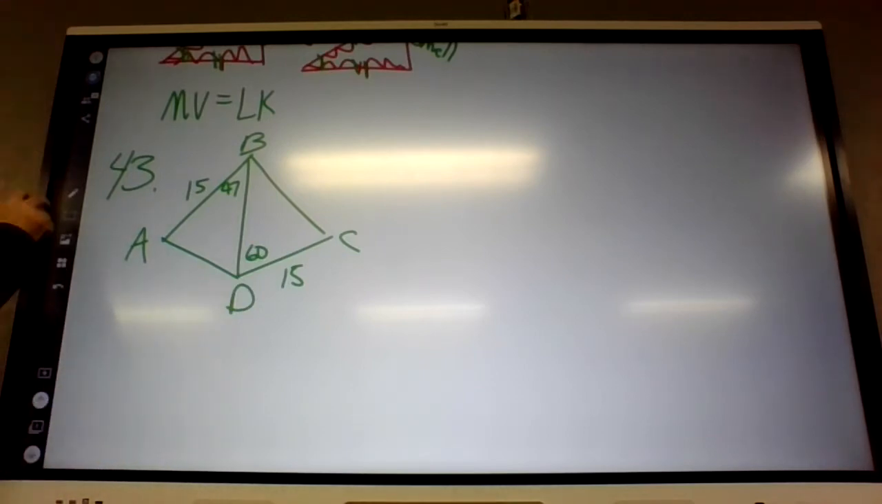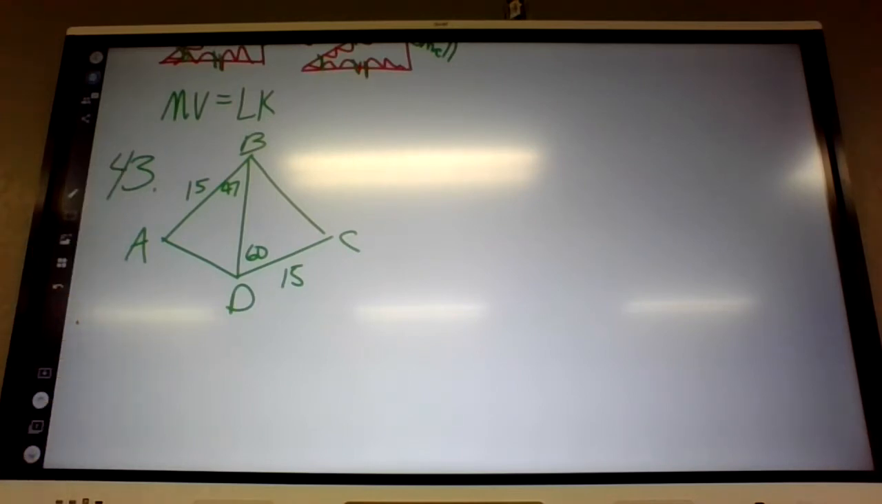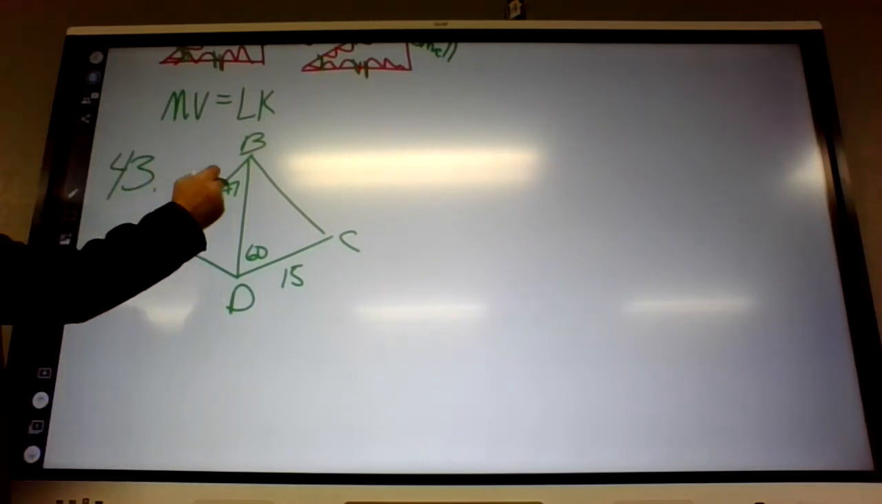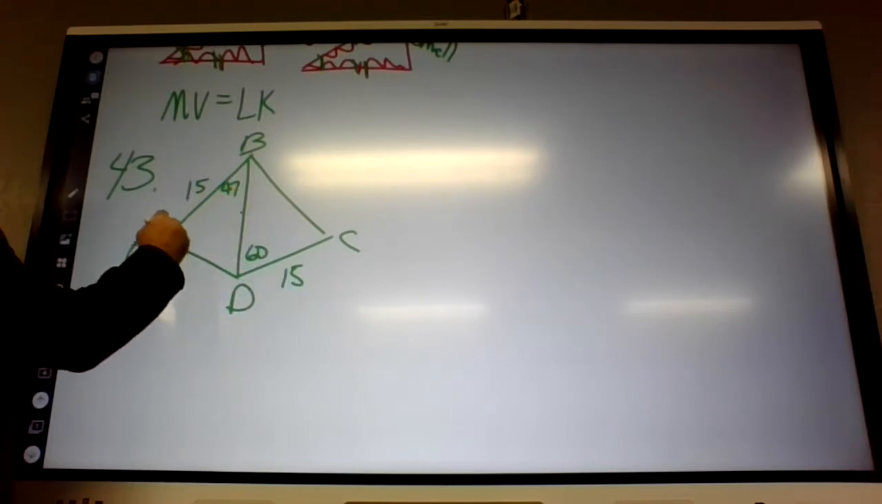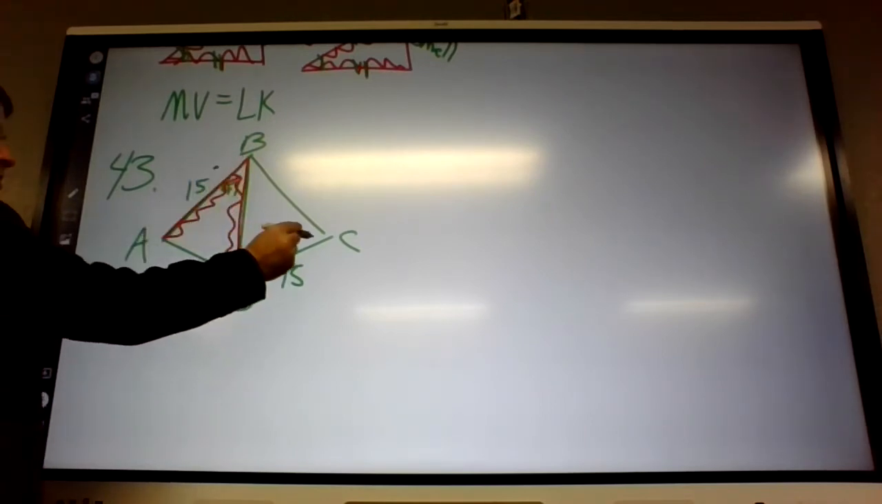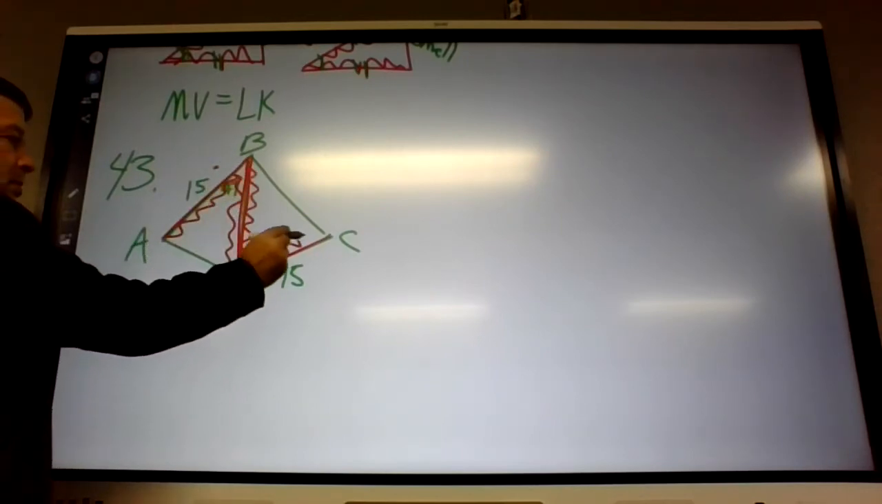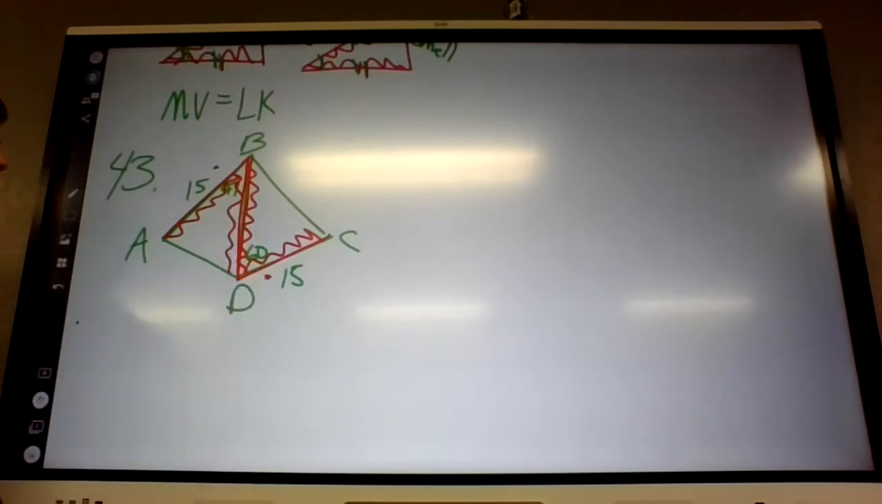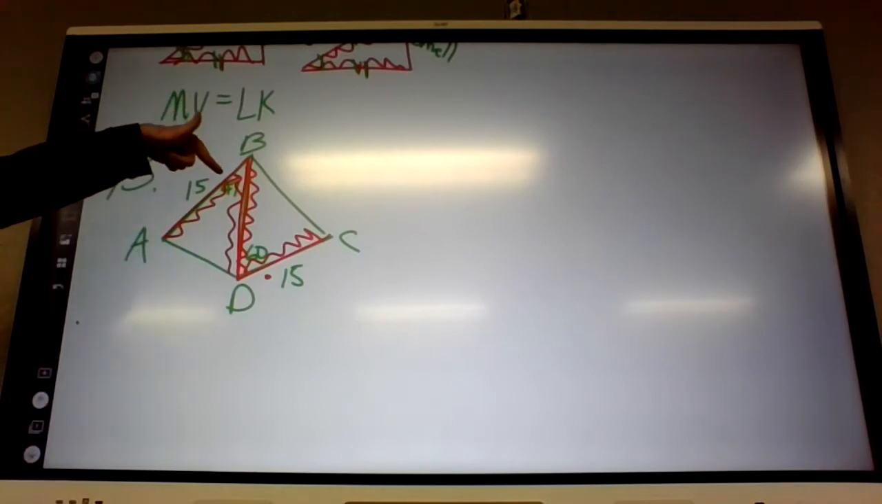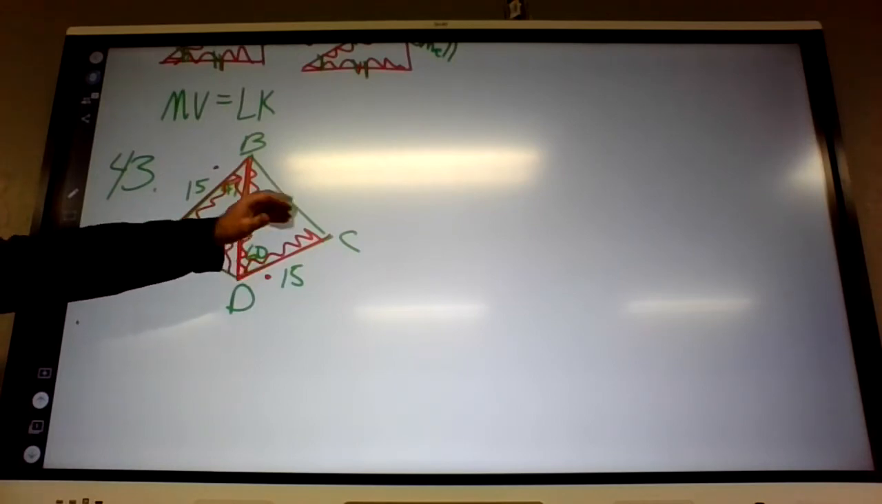Alright. Do you guys see the alligator's jaws? Yeah. Yes. 15 and BD, 15 and BD. So this is one of the alligators. And then 15 and BD, this is the other one. I guess I'll put the eyeball right there. Alright. So this alligator on the left opened its mouth 47 degrees. The alligator on the right opened its mouth 60 degrees.